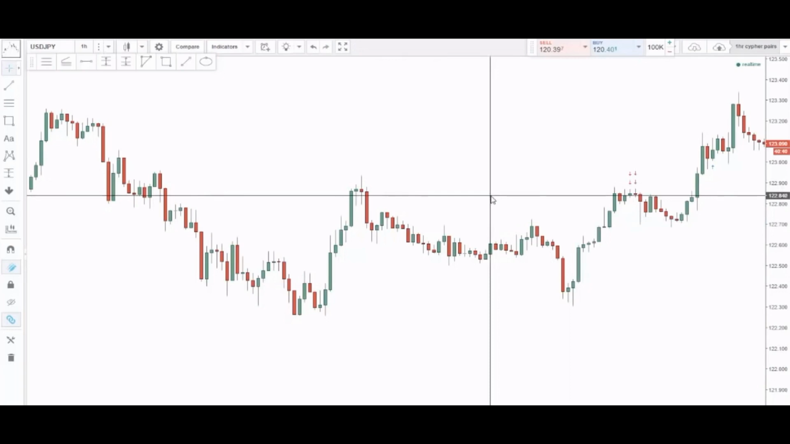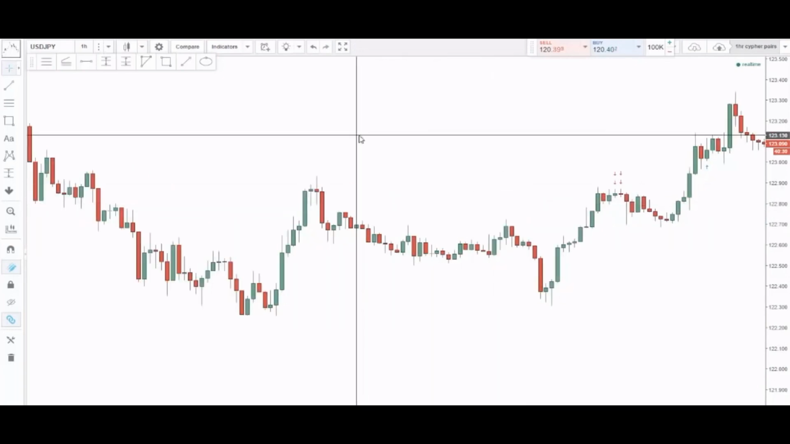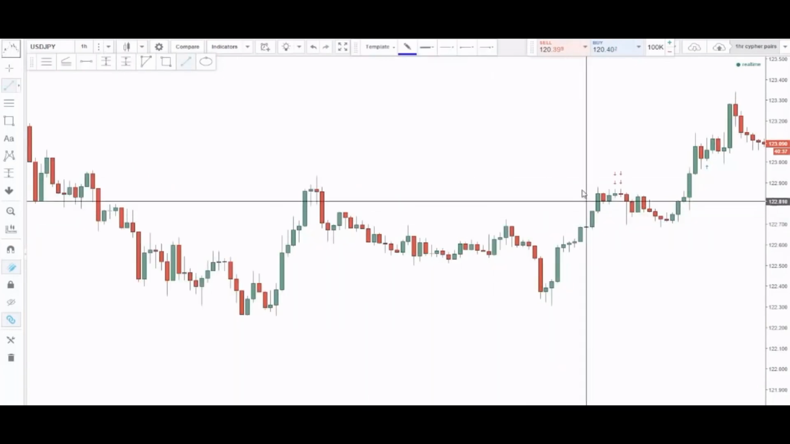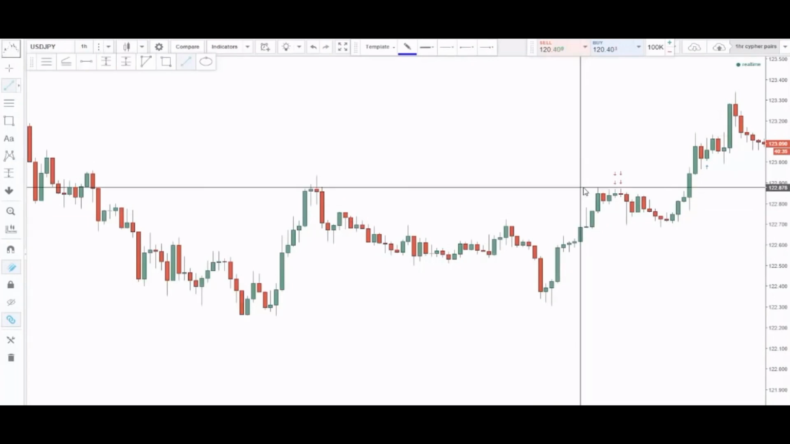And I'll show you in a minute on the live charts how to actually put that fib on your chart very quickly. So let's go back and watch the end of this. As you can see, we get another break above, close above this previous resistance level right here.